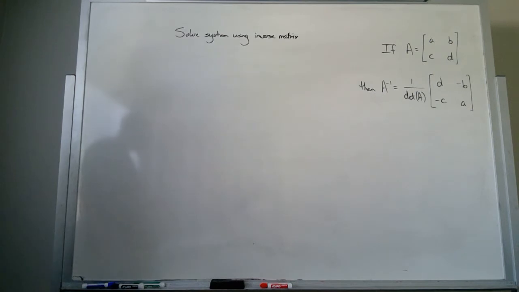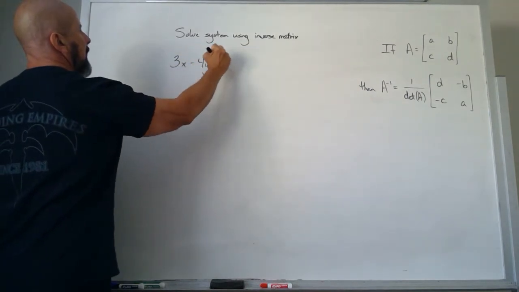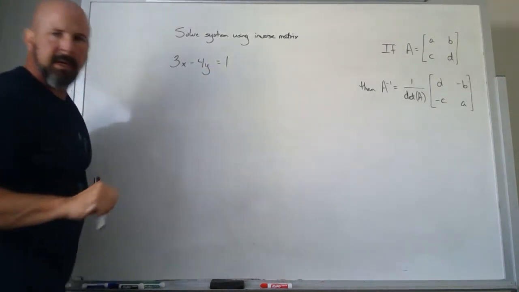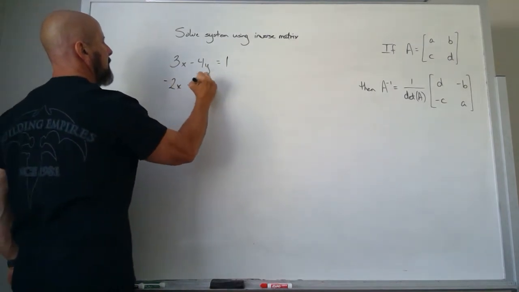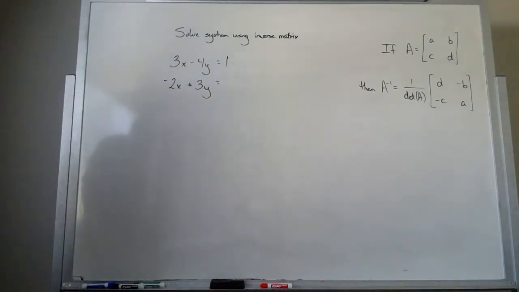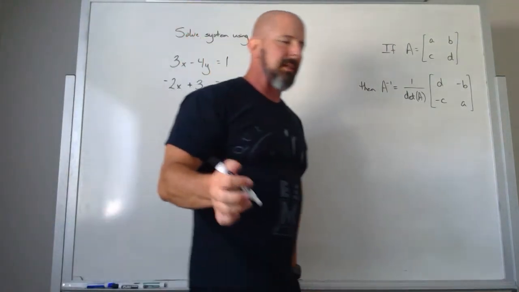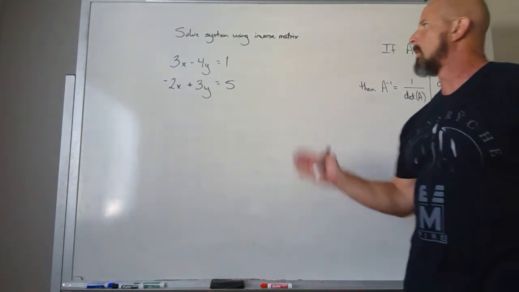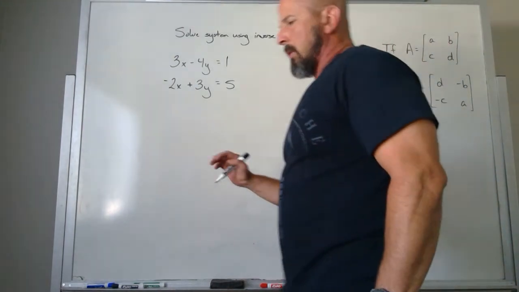Right, so let me get a system up here. We're going to go with 3x minus 4y equals 1, and -2x plus 3y equals 5. Okay, so just a 2 by 2 system. You've solved this algebraically, you've solved it doing row operations or Gaussian elimination, you've solved it using Cramer's rule. Now we're just looking at another method of solving it. All of them will give you the same answer. Right? Using inverses.